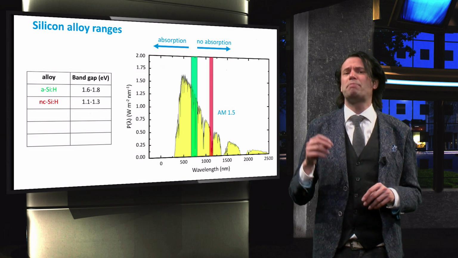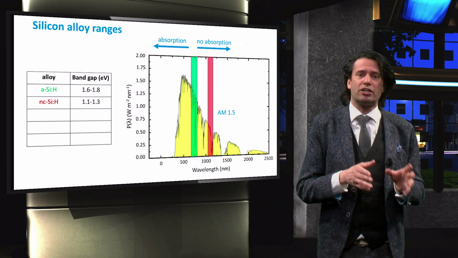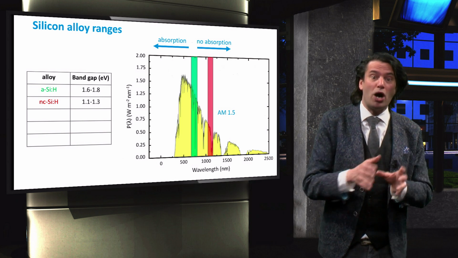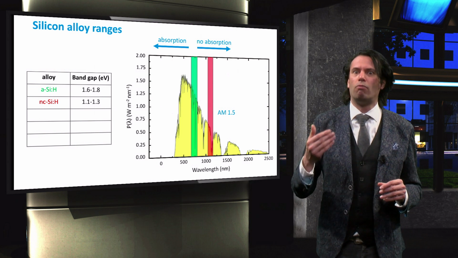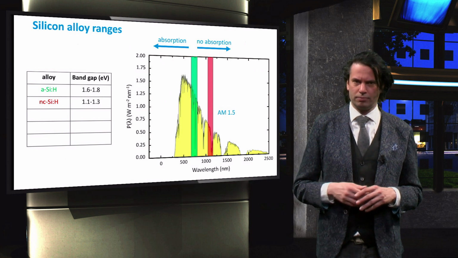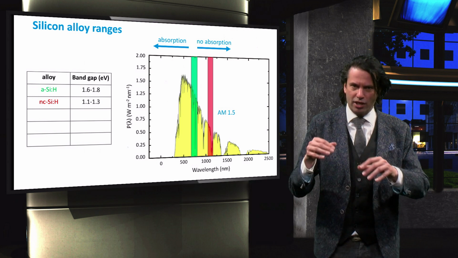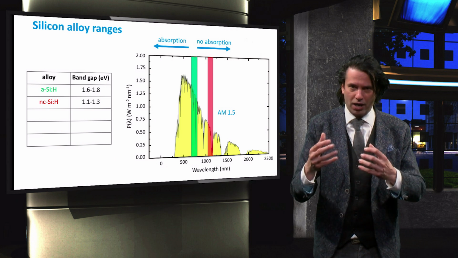Nanocrystalline silicon has a band gap energy ranging from that of silicon, 1.1 electron volt, to about 1.3 electron volt, as it becomes more amorphous and hydrogenated. This means it already starts absorbing in the infrared part of the spectrum.